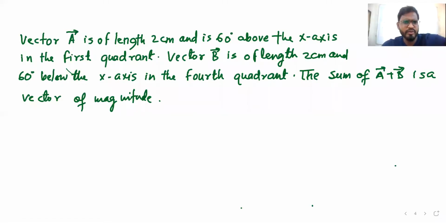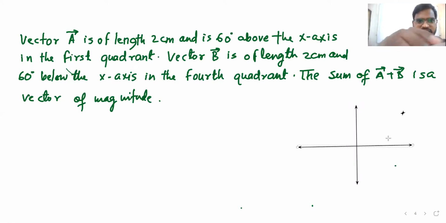Yeah, so I wrote 2-3 questions that we are going to see now. What is the question here? A vector A is of length 2 centimeter and is 60 degree above the x-axis. Okay, so vector A is of length 2 centimeter. Let's take another color, it's too thin. Fine, it will be easy to understand. Vector A is of length 2 centimeter and is 60 degree above the x-axis.